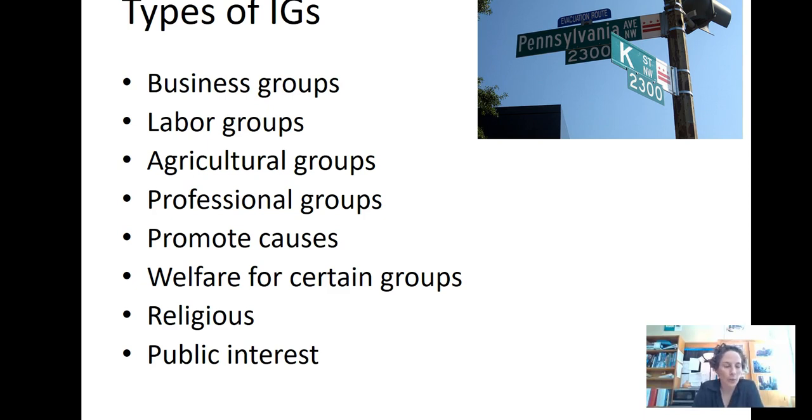An example of a business group would be the Chamber of Commerce. Labor groups would be the AFL-CIO, agricultural groups the National Farmers Union, professional groups the American Medical Association. Promoting causes, the ACLU, that's the American Civil Liberties Union. Welfare for certain groups like the NAACP. Religious groups like the National Council of Churches. And then other public interest groups that are usually caring about consumer rights.